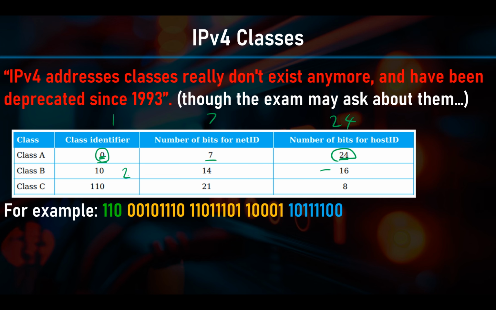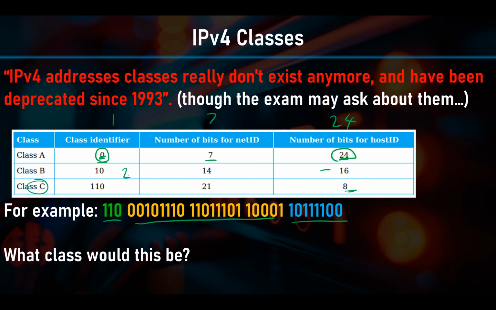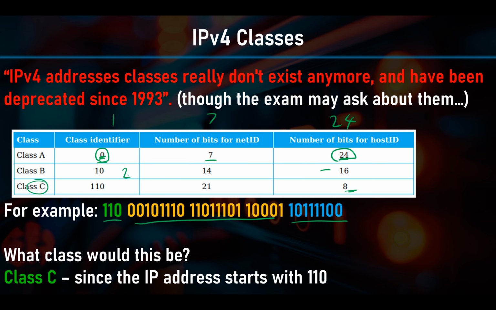So to see an example, let's say this is our IP address. Since it starts with 110, therefore we know it's going to be Class C. And since it's Class C, we know the next 21 bits are going to be the network ID, and the final 8 bits are therefore going to be the host ID, or the device. What class will this be? Well, I think we've said that already.